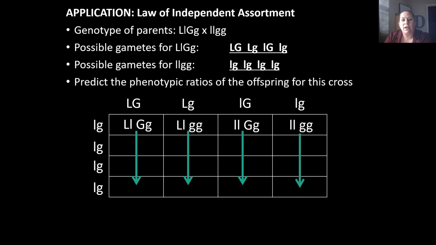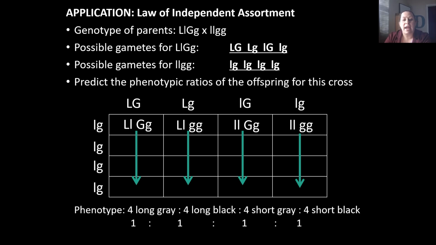So guys, if you'll notice here, every column is different. Every column has four boxes. This creates a 4 to 4 to 4 to 4 ratio. In other words, you can reduce that to a 1 to 1 to 1 to 1 ratio. I got 4 long and gray, 4 long and black, 4 short and gray, and 4 short and black. Okay, and so this is how you end up doing those Punnett squares.